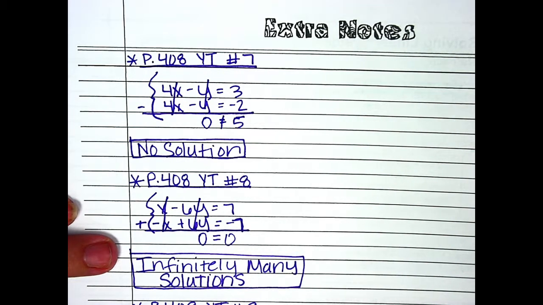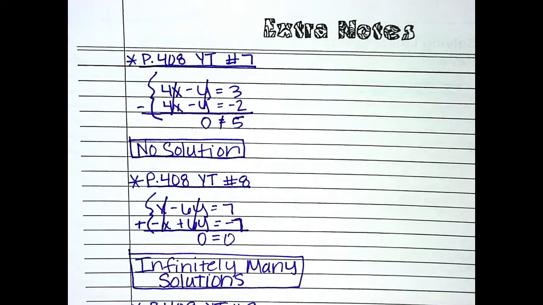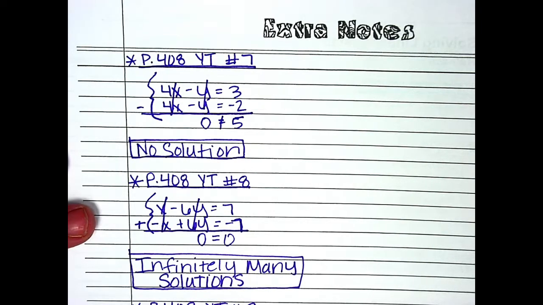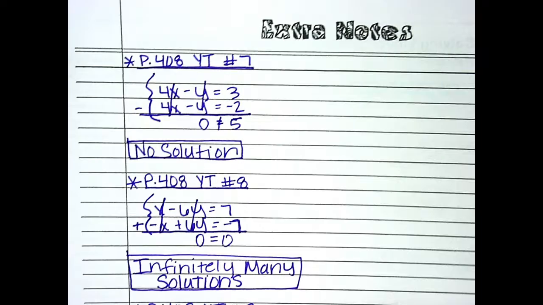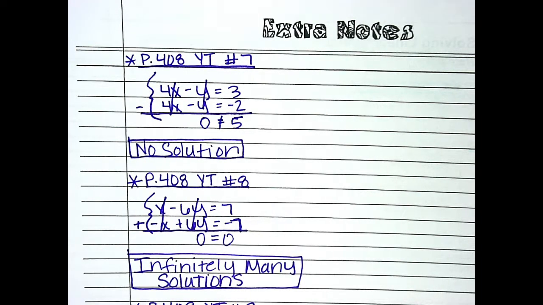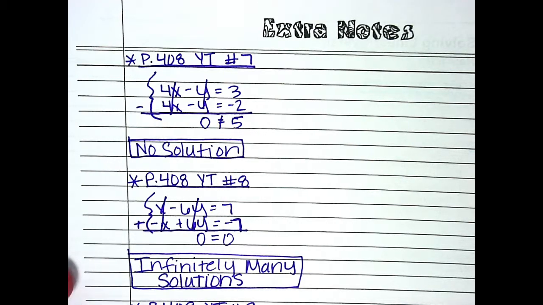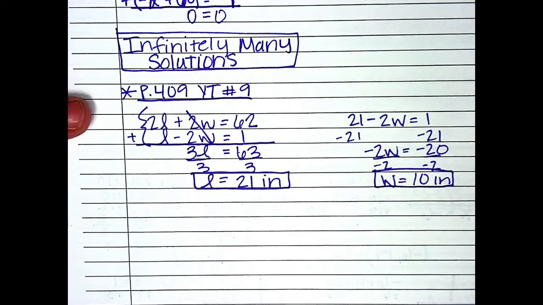When you're doing word problems or real world problems, make sure that your answers make sense. If we had maybe forgotten to divide by negative 2, the answer would have been negative 10, and you can't have negative 10 inches. So that wouldn't make sense, and that would indicate that you had made some sort of mistake.